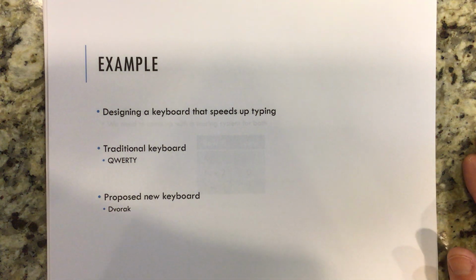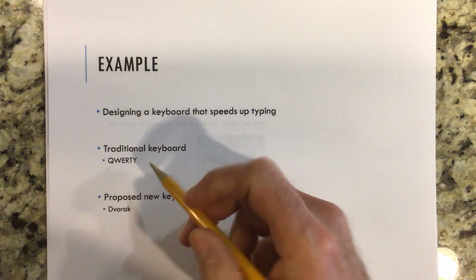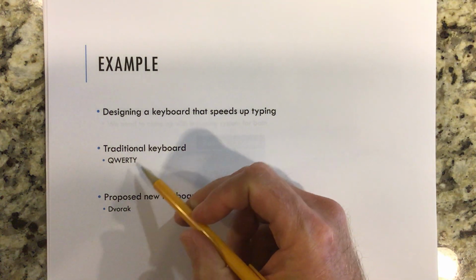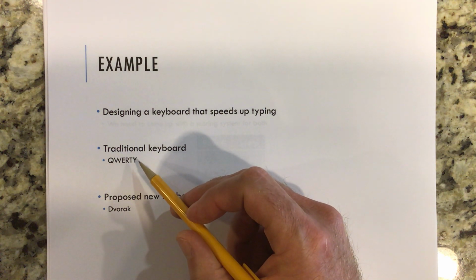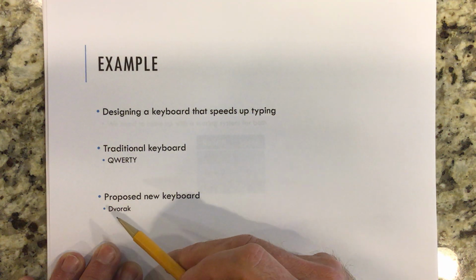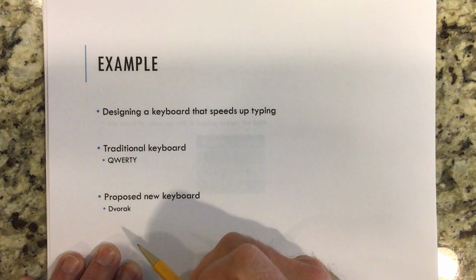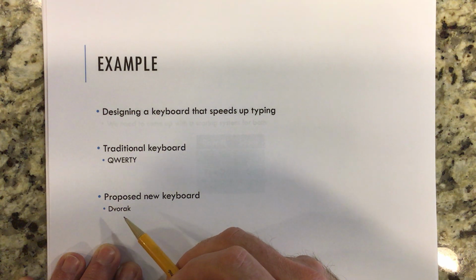Even though technology has improved greatly since those early typewriters, and in theory, we could lay out the keys in any order we wanted, including an order that would be beneficial to speed up our typing. So the traditional keyboard, we call it the QWERTY keyboard. That's the one with the scrambled up letters with the goal of slowing people down. And then there's a new keyboard called the Dvorak keyboard. And the goal of this keyboard was to organize the keys in a way that would actually speed up our typing.